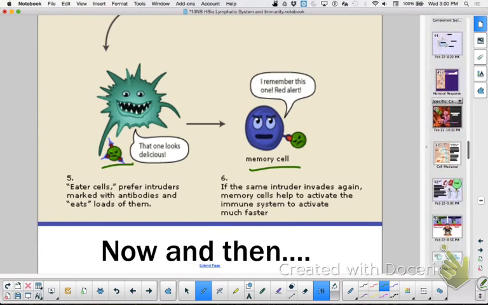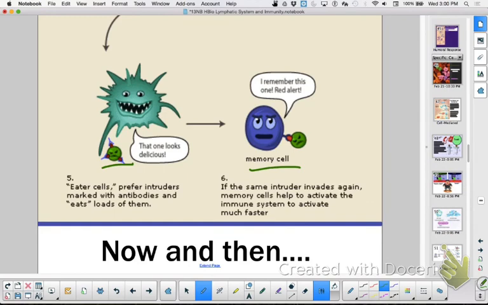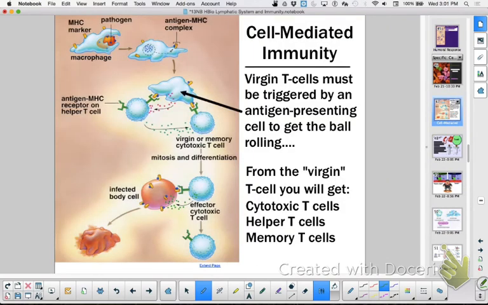T cells, if you remember, we already went over this just a moment ago. Here we have a macrophage eating. He's breaking it up, displaying it. He will stimulate that virgin T cell to make a cytotoxic T cell, or later a memory cell, which is not in this picture. And then you have helper T cells.